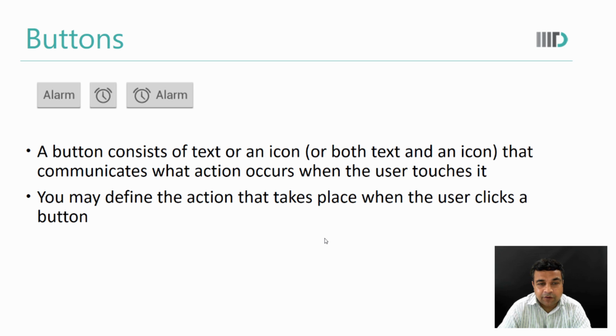Now, let us look at some of the UI elements that we have used in our programs. Buttons. You may have interacted with buttons already because they are so prevalent in all the Android applications that have been developed and in any other UI application. So in Android, a button consists of a text or an icon or both, and that communicates what action occurs when the user touches it. You may define the action that takes place when the user clicks a button.